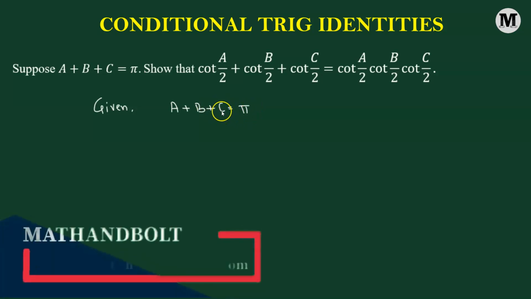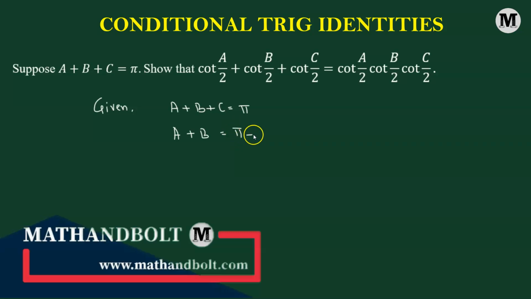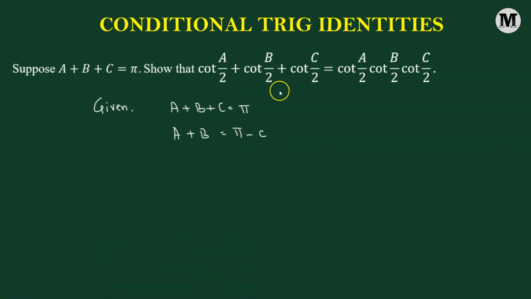Let's transpose c to the right hand side, and that's going to give us a plus b equals pi minus c. Now clearly we have half angles here, so we're going to divide both sides by 2 such that we get a plus b over 2 equals pi minus c over 2. Next, we're going to take the cotangent function on both sides.